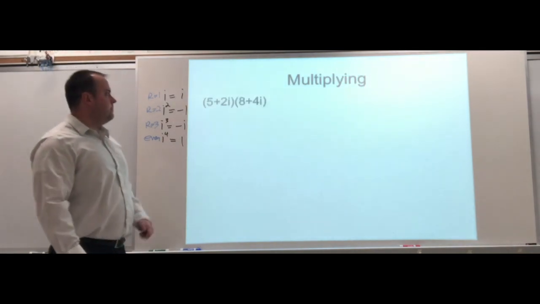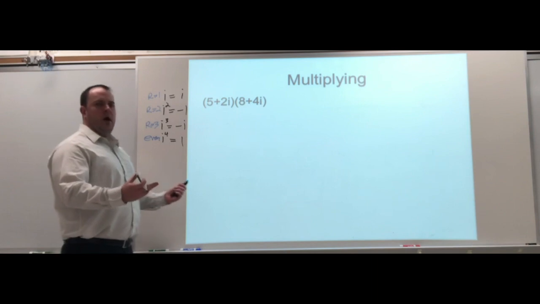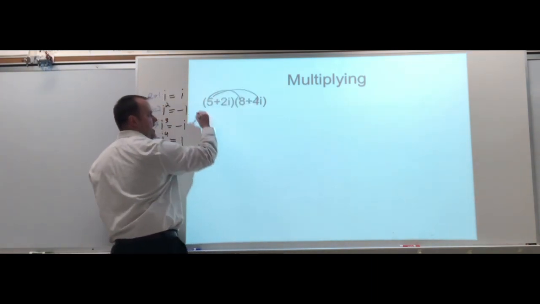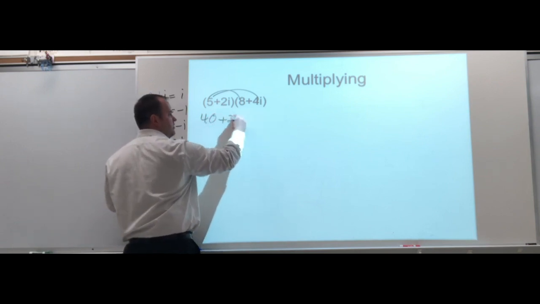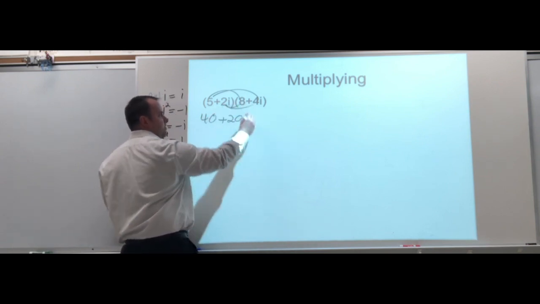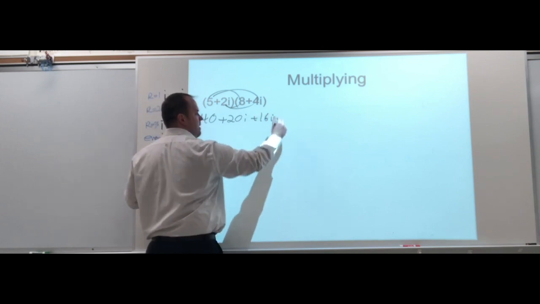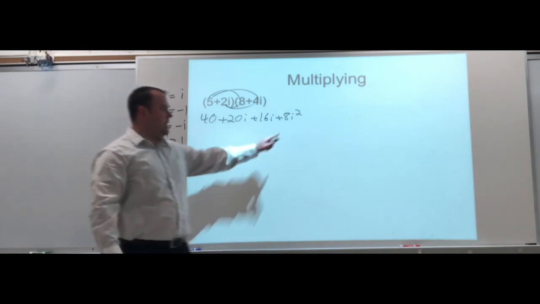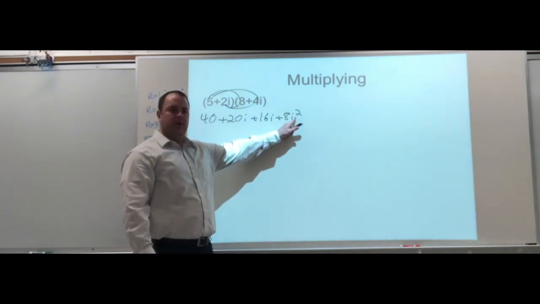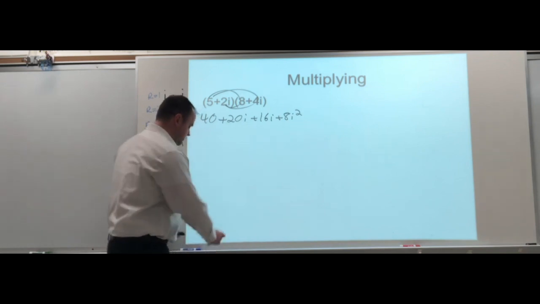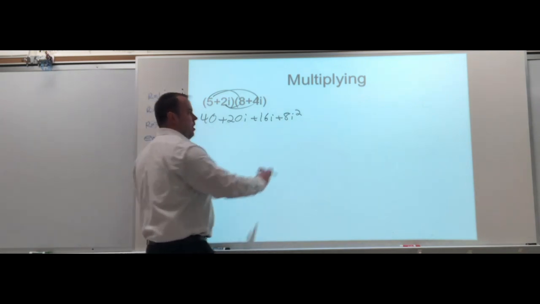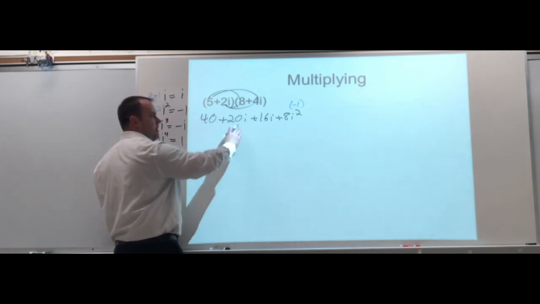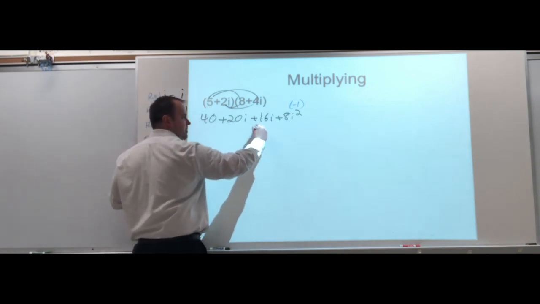Okay? For multiplying, it's the same work. You're going to either, however you like to say it, FOIL or double distribute. I'm going to multiply my 5, giving me 40 plus 20i. Multiply the 2i gives me 16i plus 8i squared. Now I said the rule here is you can't have an i with an exponent. So what does i squared go to? i squared is going to go to -1. So it's actually 8 times -1. So let's simplify a little bit. 20i plus 16i gives me 36i.